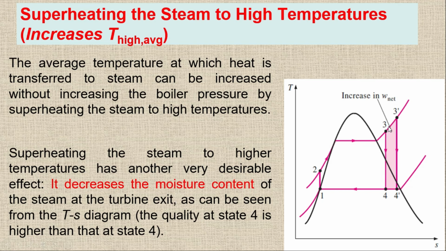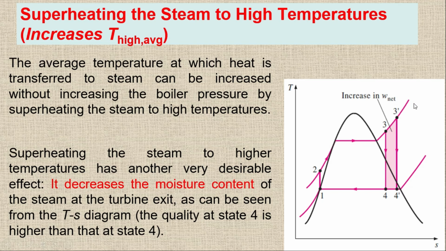So when we increase the temperature, this is the turbine inlet. When there's an expansion in the turbine, you can see the 4 dash is somewhere here, which is close to the saturated vapor line. So again the water or moisture content at the last stages of the turbine will be less, or the quality will be higher. So the chance of erosion and corrosion is reduced here due to this superheating.